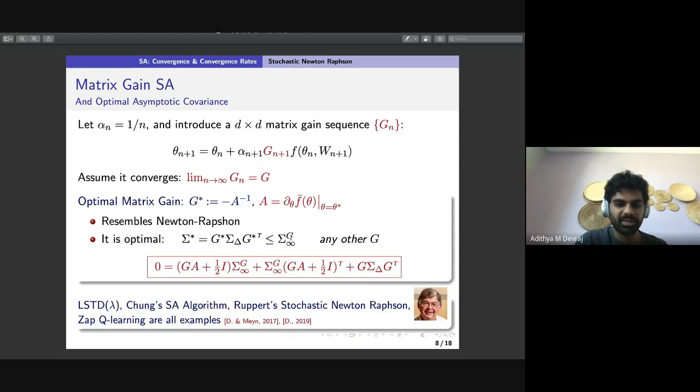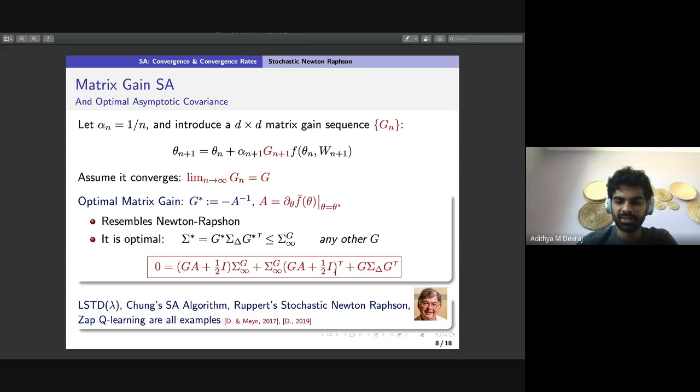An example of an algorithm that uses this matrix gain is LSTD lambda. You can show that the LSTD lambda algorithm is essentially doing something like this, but it's doing it all at once instead of recursively. A lot of papers in stochastic approximation theory have been looking at something like this since the Robbins-Monro algorithm, and the ZAP learning algorithm is also an example that tries to imitate this Newton-Raphson behavior.